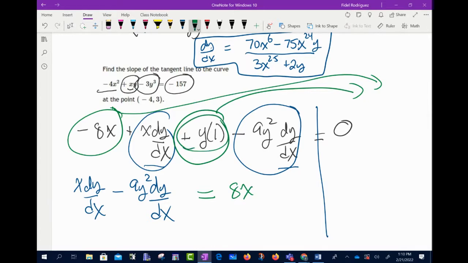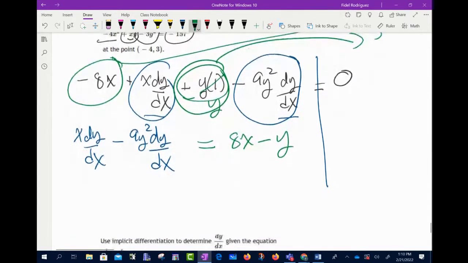Let me ask you a question. What's y times 1? Y. So when you move that y over, you all agree that y is going to become negative? Okay. Before I go on, are we good? We're good? Okay.